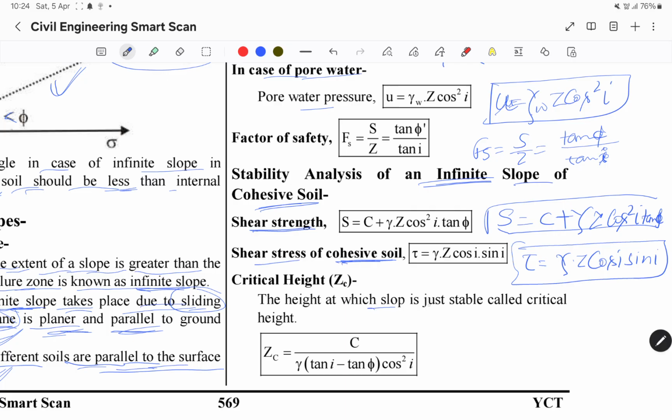The height at which slope is just stable is called critical height. Zc is equal to c upon gamma into cos square i into tan i minus tan phi.